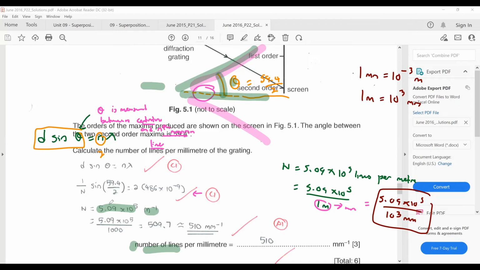That's why it's divided by 1,000 to get the answers in per millimeter. Okay, so that should be fine. Right, then this one, no other issues. Then we look at, say, page 30, question 29.